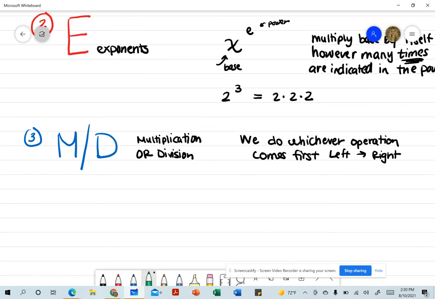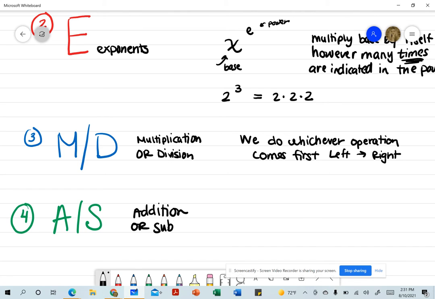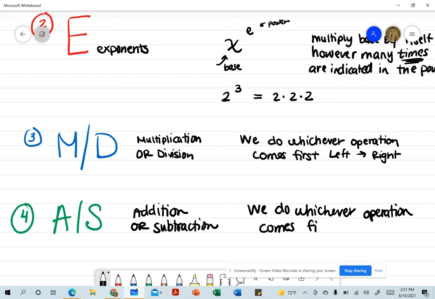Then last but not least, we have A/S. That stands for addition or subtraction. Again, these are inverse operations, so we can do them at the same time. Again, the order is we do whichever operation comes first, left to right.